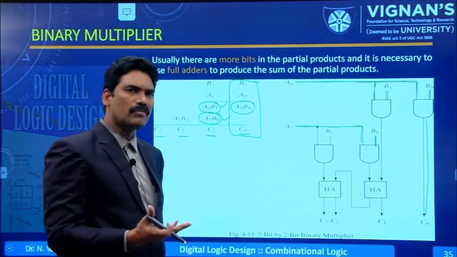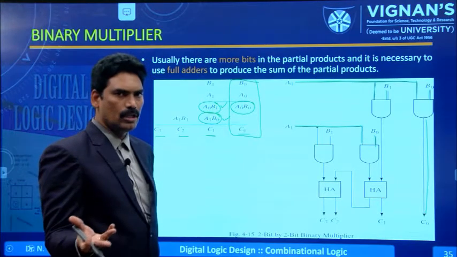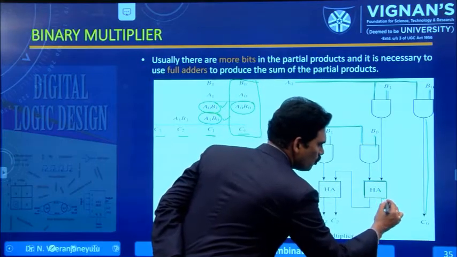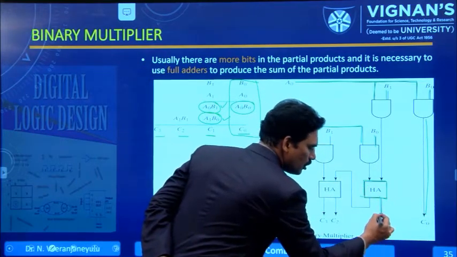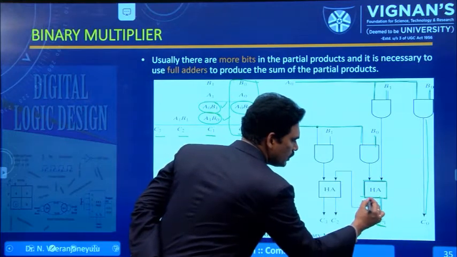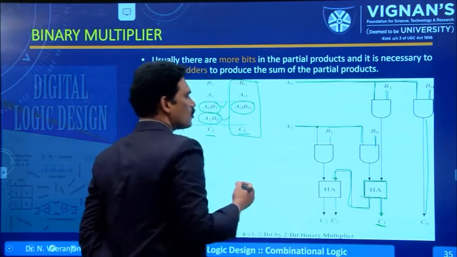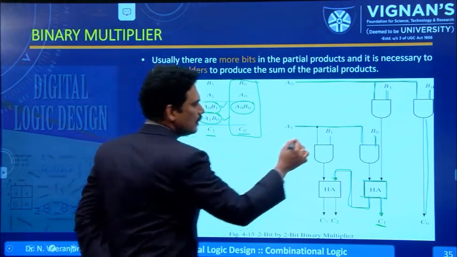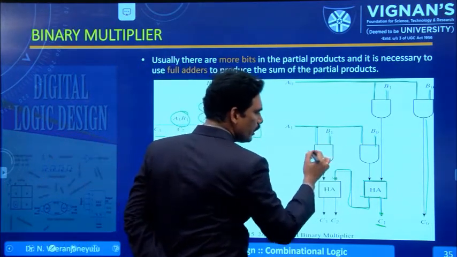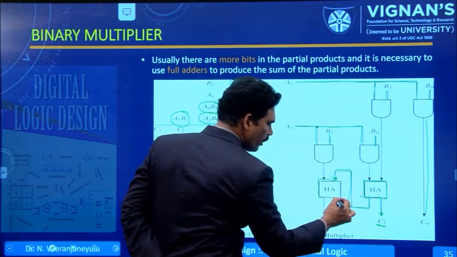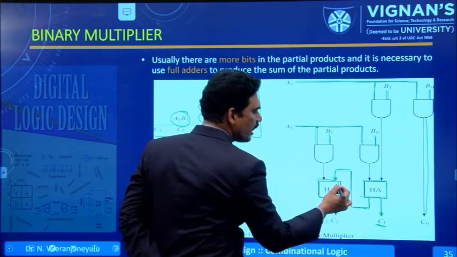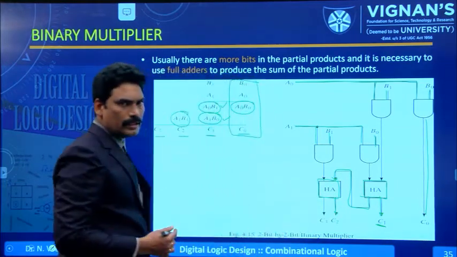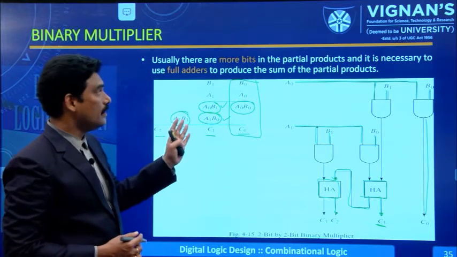How many inputs are there for a half adder? 2 inputs and 2 outputs, sum and carry. See here, we have a half adder. 2 inputs are there, and one output is C1 and the other is the carry. Now we are performing A1 B1. This is A1 and this is B1, and the output is given to a half adder. The carry will be added to this and we will get C2, one carry, and C3, another carry. This is the binary multiplier.